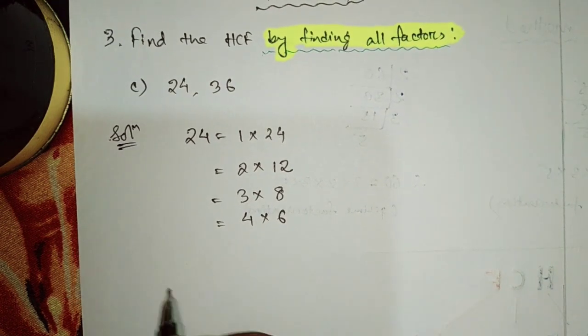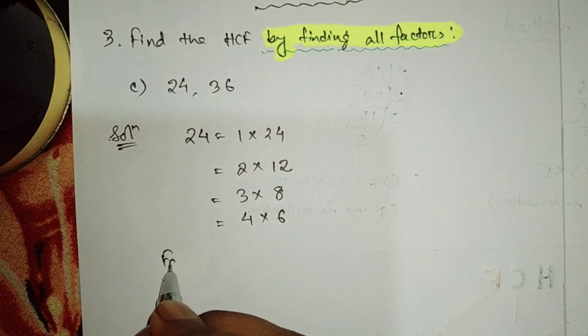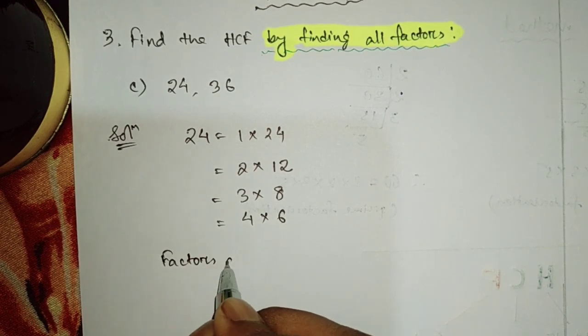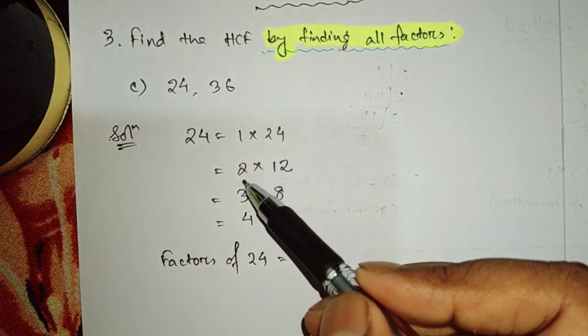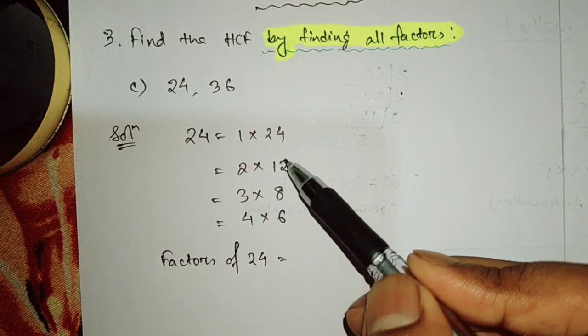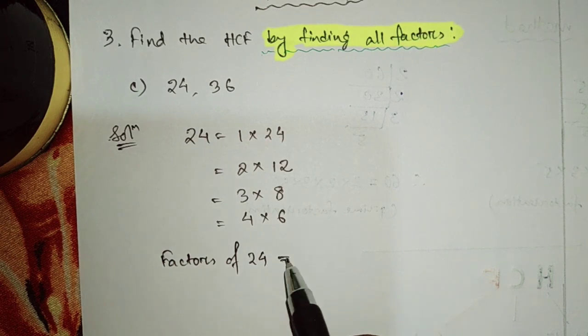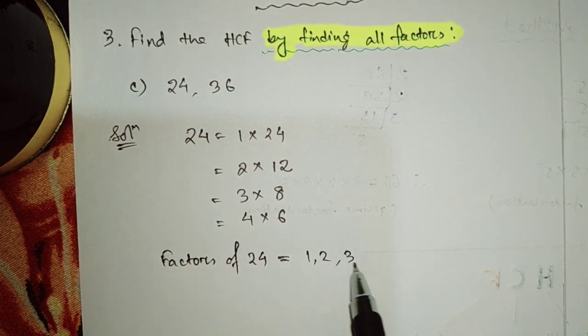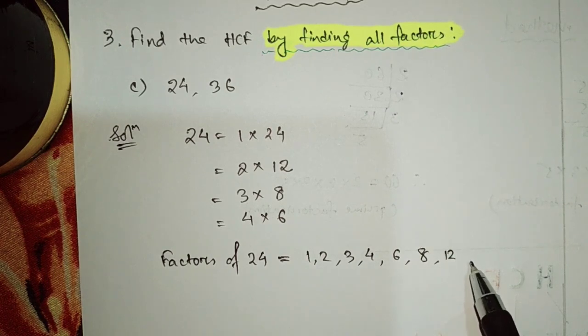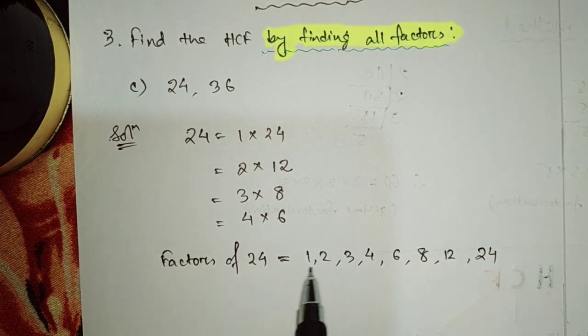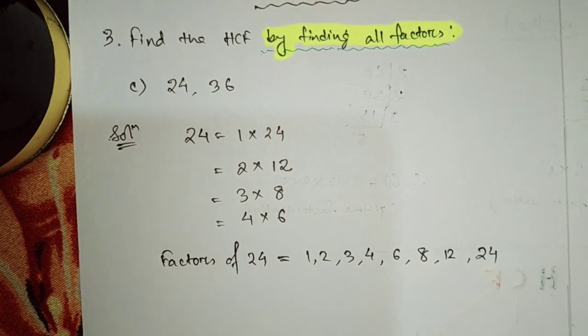So the factors of 24 are 1, 2, 3, 4, 6, 8, 12 and 24. We'll write them: 1, 2, 3, 4, 6, 8, 12 and 24. So these are the factors of 24.